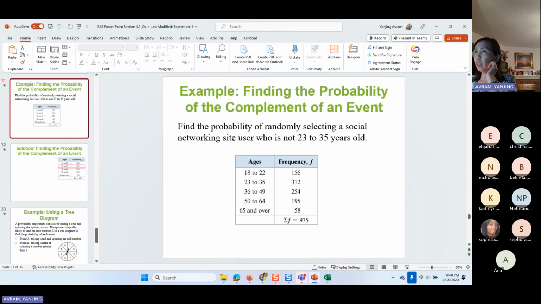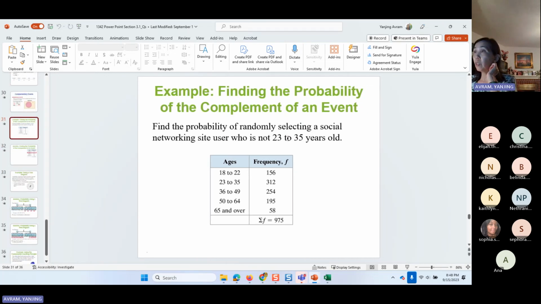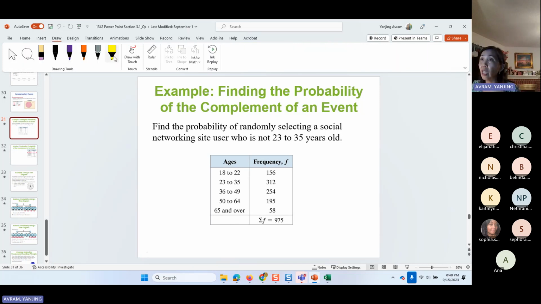Okay, so let's look at this one right here. Find the probability of randomly selecting a social networking user who is not 25 to 35 years old. Remember, it's not. So we have 25 to 35 as 312, right? And since it says not, you have to read this one carefully. It's not, so that means include here, here, here, and here. Just exclude this one.